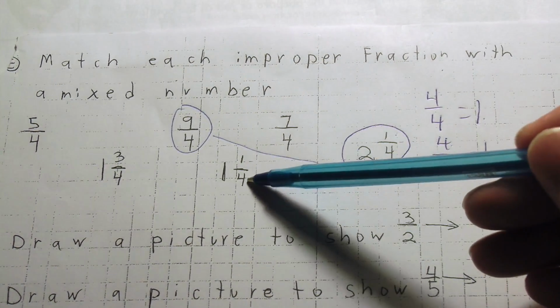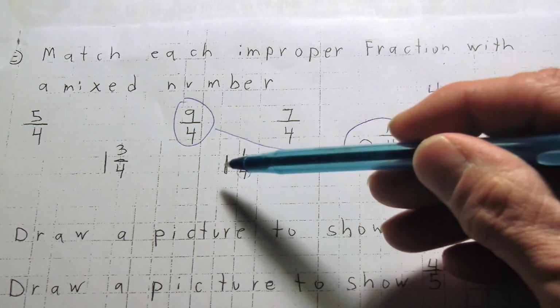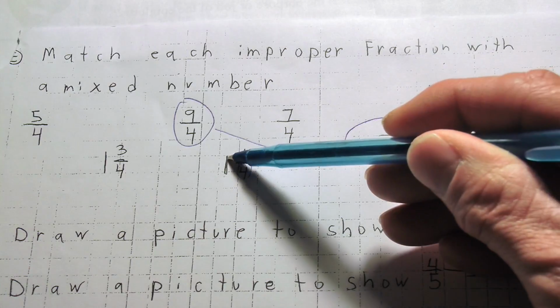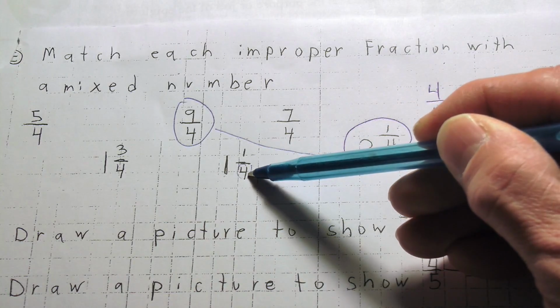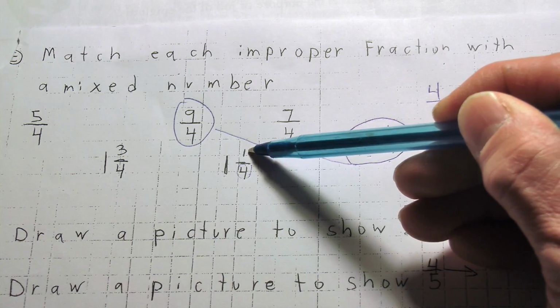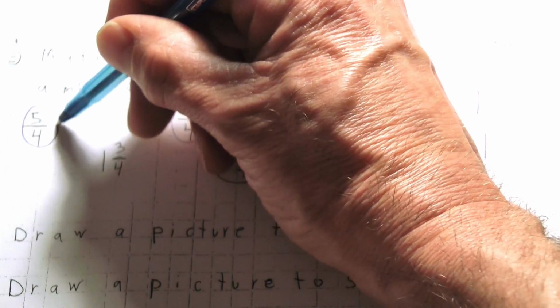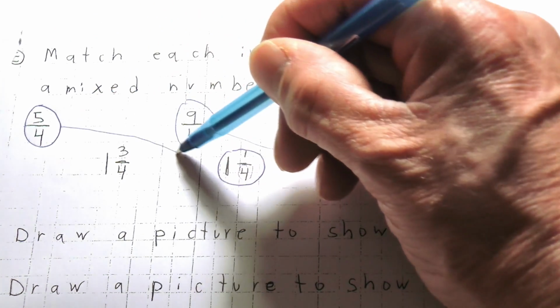Let's find this one. 1 1/4. I'm counting fourths. The 1 tells me that it equals 4 fourths because I'm counting fourths. Well, that's 4 fourths plus 1 additional one for a total of 5 fourths. Here's the mixed number, and there is its improper fraction match.